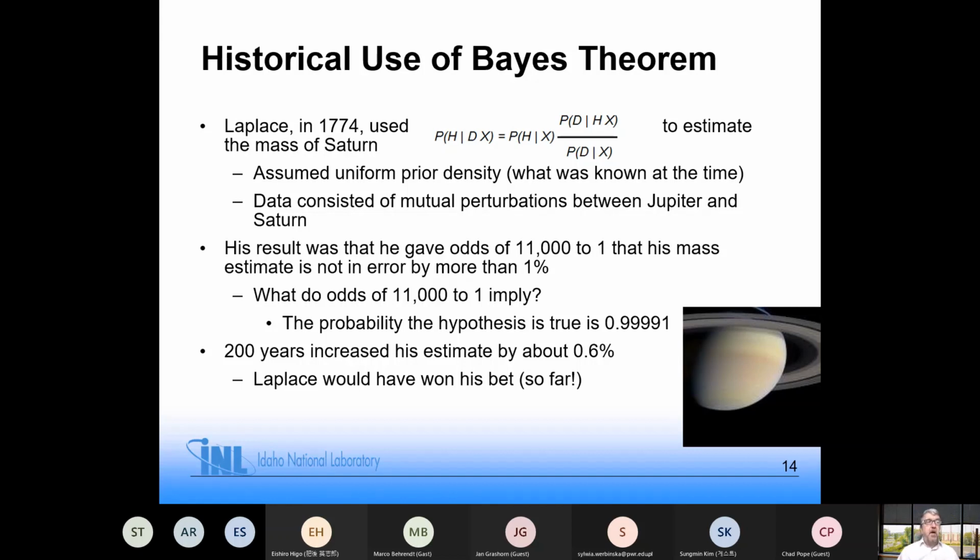The mass of Saturn, the best estimate for that has changed over time, of course, because our scientific instruments have changed. But the estimate has only changed by about 0.6%. So his 1% claim, I think he nailed it. In other words, he probably could have said, I'm really, really highly confident it won't change more than 1%, and that he would still be right. But anyway, 99.991 is a pretty high degree of confidence.